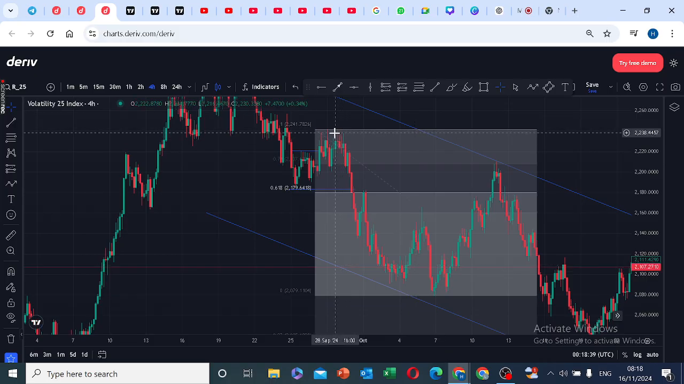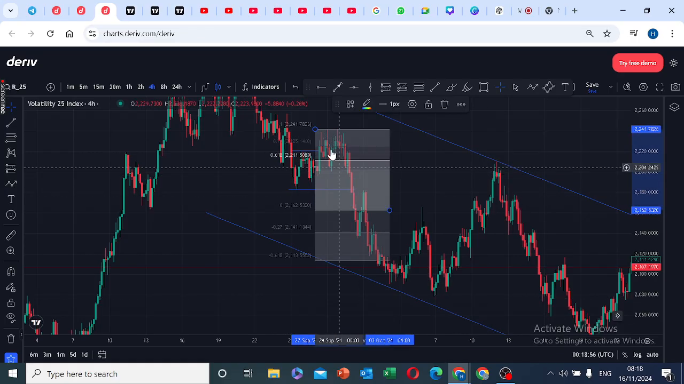Now when we get a break of market structure to the downside, we want to see price give. Can you hear me? Yes. Very good. So we want to see price give us a drop from our swing high to our swing low. We want to mark Fibonacci.